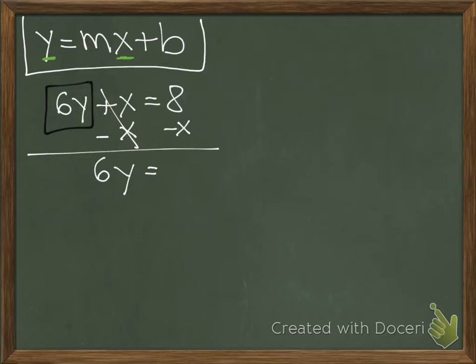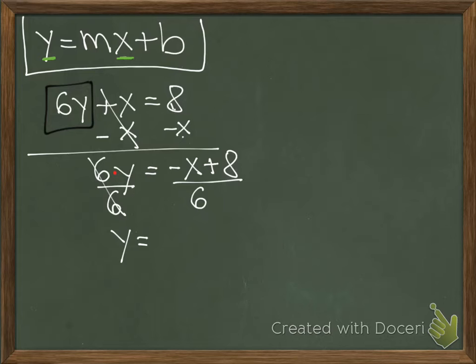I cannot subtract those two items. This is a number and this is a variable. So I'm going to have to write negative x plus 8. Next, again, my variable over here is multiplied by that 6, which I need to get rid of. The inverse operation of multiplication is division. So I'm going to divide both sides by the number 6. That eliminates that. So I have y equals.